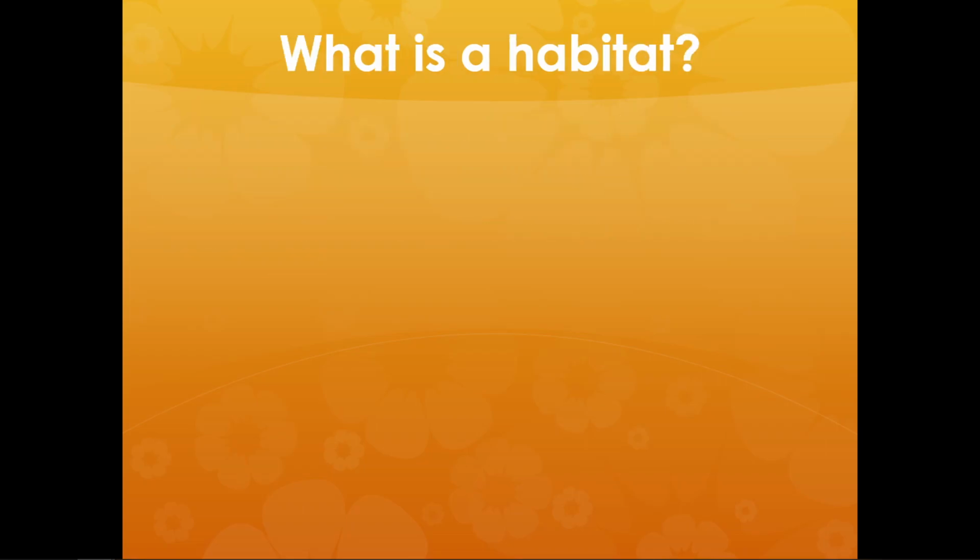All right, so now let's move on to the idea of habitat. If a niche is an organism's job, then its habitat is its home. A habitat provides the environmental conditions an organism needs to survive. This includes access to food, mates, and shelter. Different organisms require different habitats based on their needs.